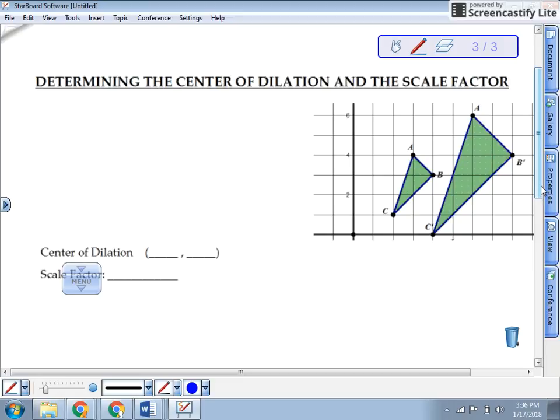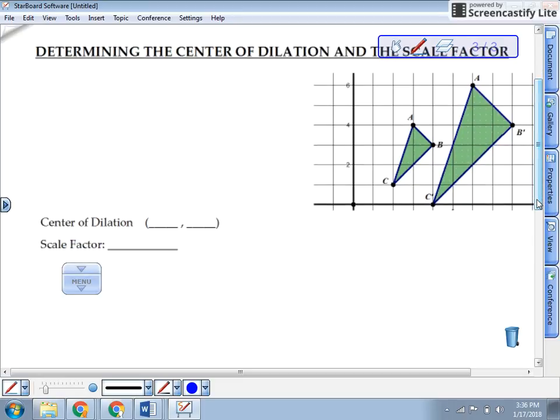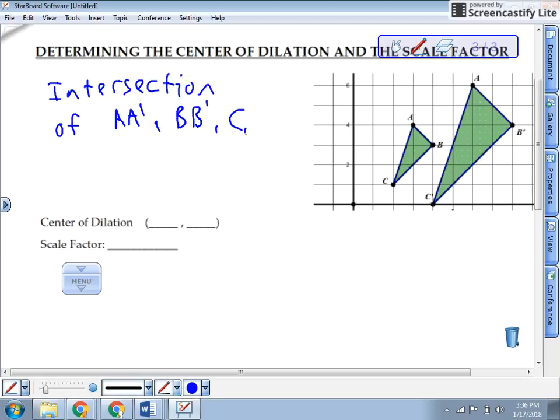Okay, last example, determining the center of dilation and the scale factor. It's really simple. What you are going to do is look for the intersection of all of the lines: A to A prime, B to B prime, C to C prime. That'll give us the center. So what you want to do is draw a straight line and see where they all intersect.